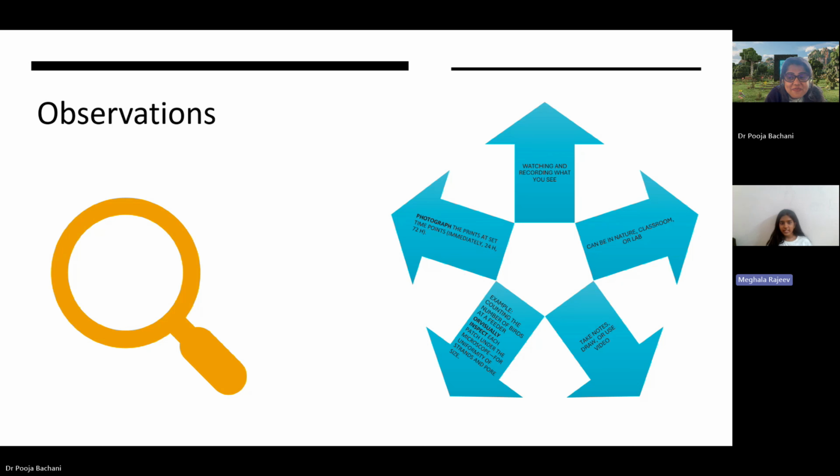I'm not sure. I've seen people feeding the pigeons, so that might have something to do with it, but it also might be related to something else. Nice observation, Meghla. It's like watching and recording what you see, as you observed: some classmates' observation, some group observation, and the pigeon observation.